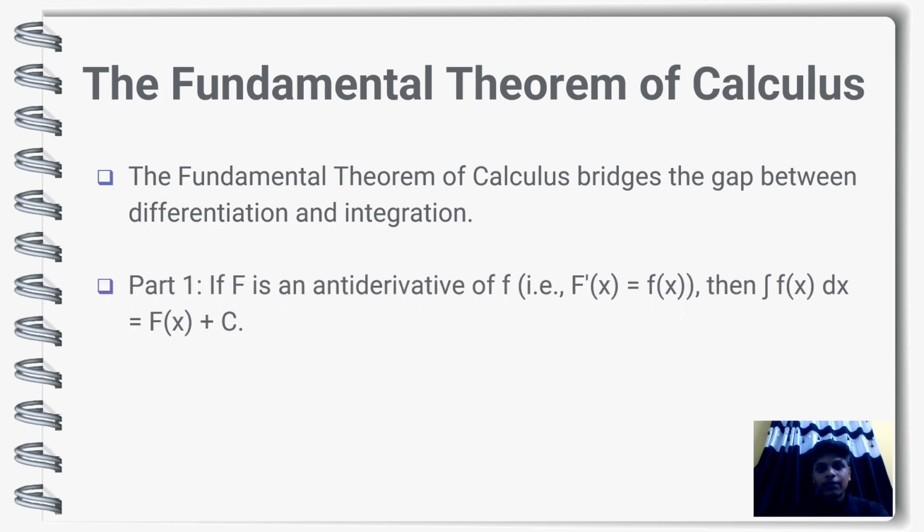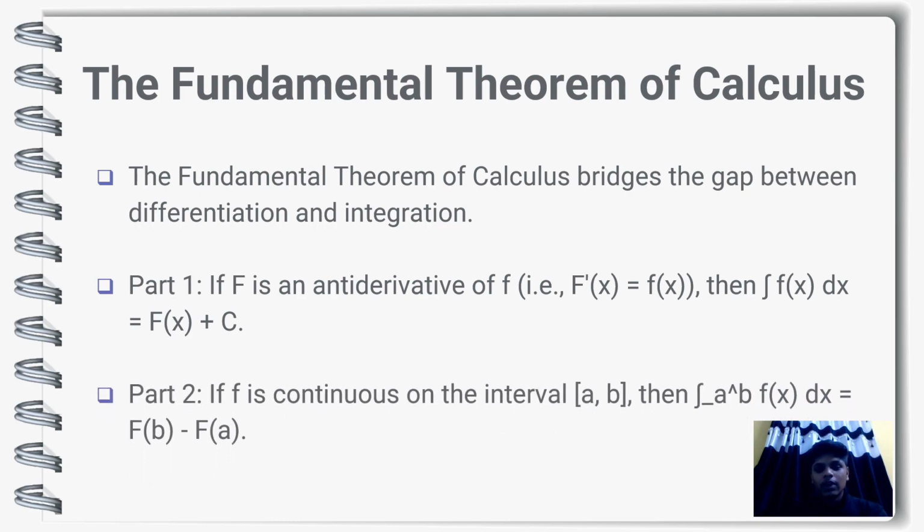Next, part 1. If F is an antiderivative of small f, that is F dash of x is equal to f of x, then integration of f of x dx is equal to F of x plus c. Part 1 tells us that the integral of the function is essentially its antiderivative plus an arbitrary constant.